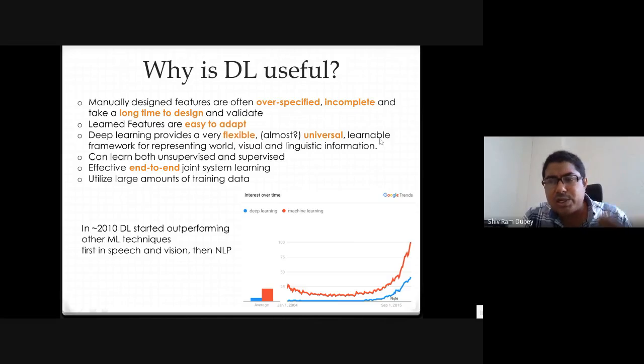It is a universal learnable framework for representation. Universal means it can be used even for text, for visual data, or for any type of multimedia data nowadays, and can learn in both unsupervised and supervised modes. We are only seeing supervised, but there are even methods like autoencoders or generative adversarial networks. They are also working very well, and deep learning is very effective for end-to-end joint system learning. Now we do not need multiple steps. You just have the data and a deep learning model, you simply learn, and you get the final output. There is no multi-step pipeline here, utilizing a large amount of training data.